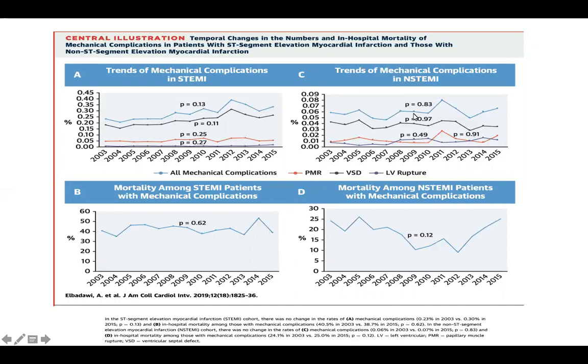In the non-STEMI, although the overall incidence is very low, like 0.06, the trend has not changed at all. Similarly, the mortality and outcome of these mechanical complications in non-STEMI patients is the same, around 18 or 20%. Though the graph came down at some stage, it is back to square one. So the incidence has not come down over the last decade, and neither has the mortality.